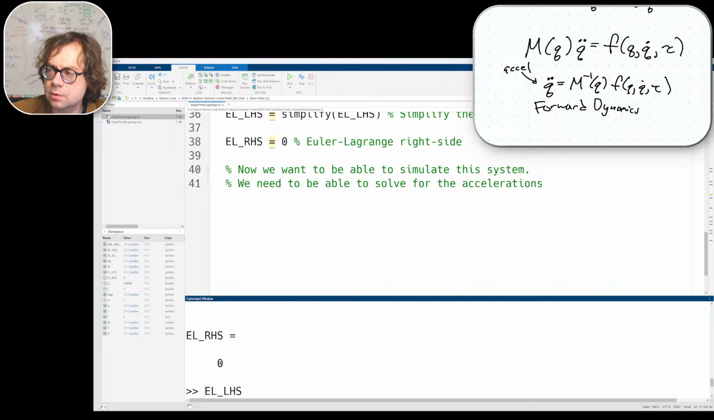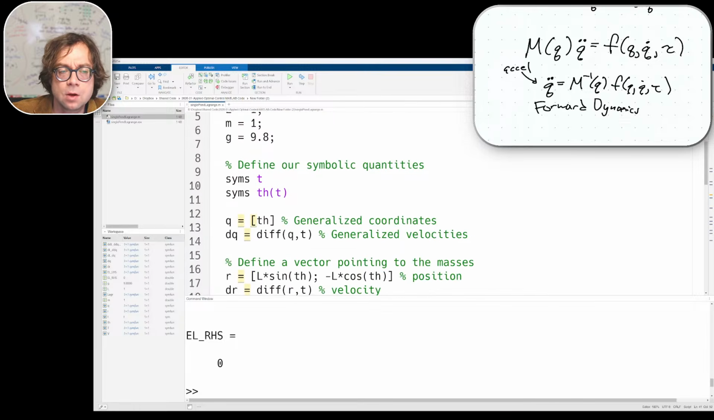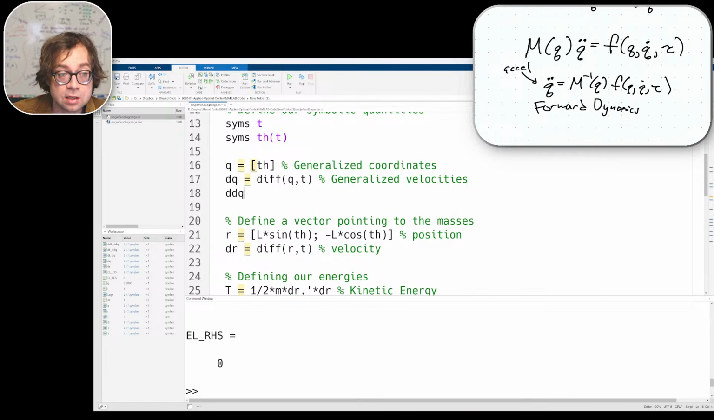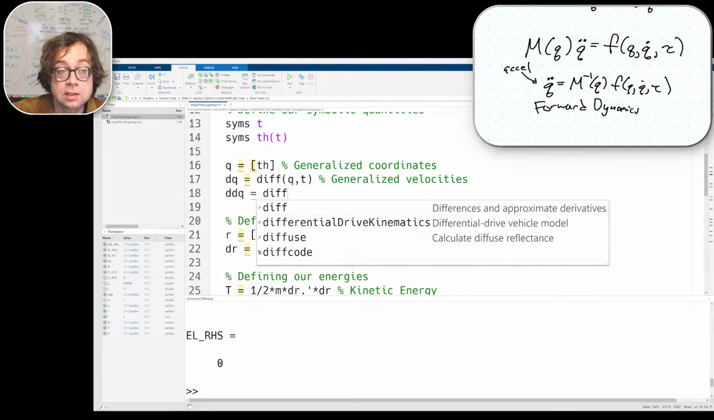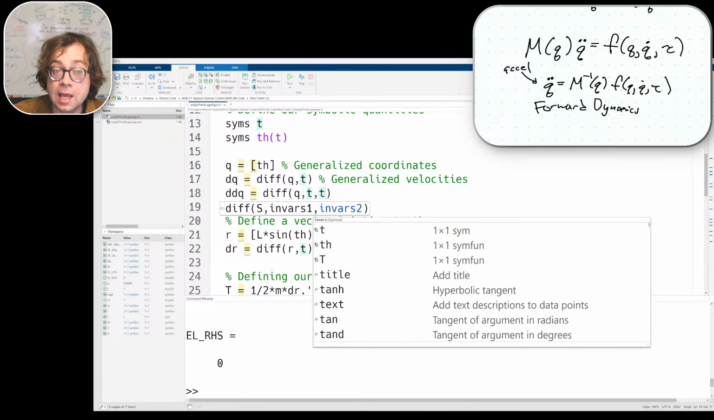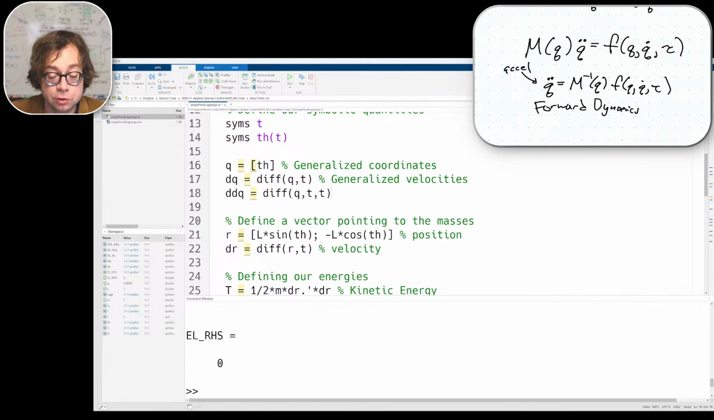And we want to take the Jacobian of it, but with respect to our accelerations. So let's define our accelerations, all right? We have not defined our accelerations as a symbolic variable, but we totally can. Up here, we can say ddq is equal to the derivative of q with respect to time again. That's the syntax for a second derivative in the MATLAB symbolic toolbox, okay? So ddq will now be defined.